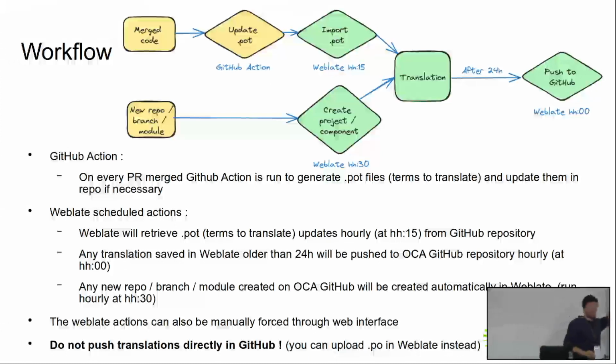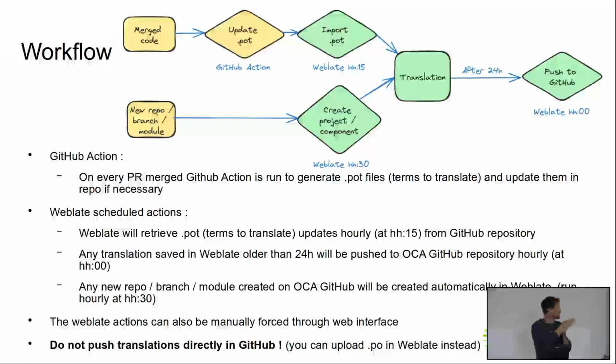The same here, if you create a new repo, a new branch, or a new module, you have a Weblate scheduled action that will, every hour at 30 minutes, check if there are new components to be created in Weblate. Then you will get them to translate, as I showed you. And then there is this last action here that is run hourly at the beginning of the hour, but it will take every translation which is done for more than 24 hours, and it will push it to GitHub.